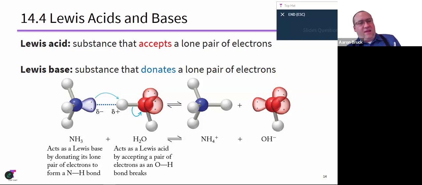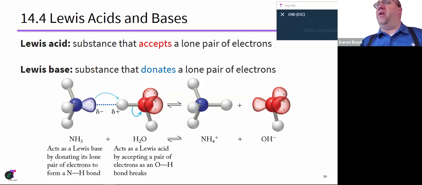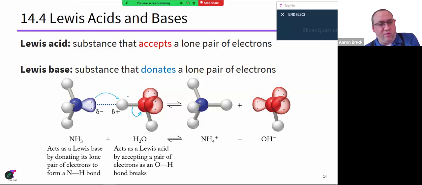So let's take this idea of ammonia reacting with water. Under the Arrhenius definition, ammonia could not exist as a base. But under the Bronsted definition, we talked about the movement of this hydrogen from the water to the ammonia.